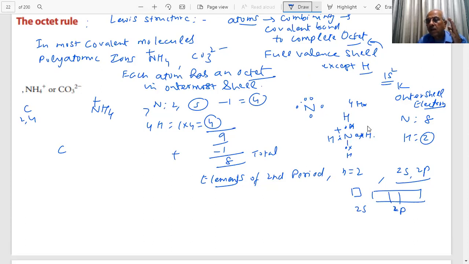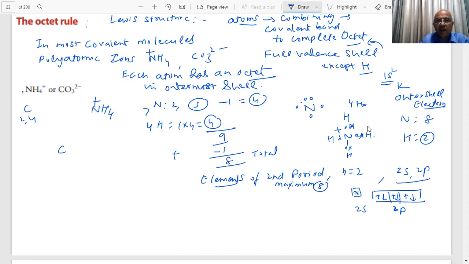There is no 2d orbital; it doesn't exist. So how much can you have, student? Maximum you can have is 8 electrons. 8 will be completely filled. Can you see that? How much? 2, 4, 6, 8. That's all. There cannot be more than that in the second period.